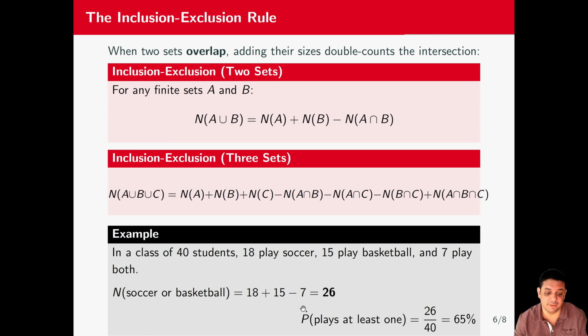We can go with a calculation like, what is the probability that I play at least one of those, that is, either soccer or basketball? That's going to give me 26 out of 40 in total, and then we get a probability of 65%.